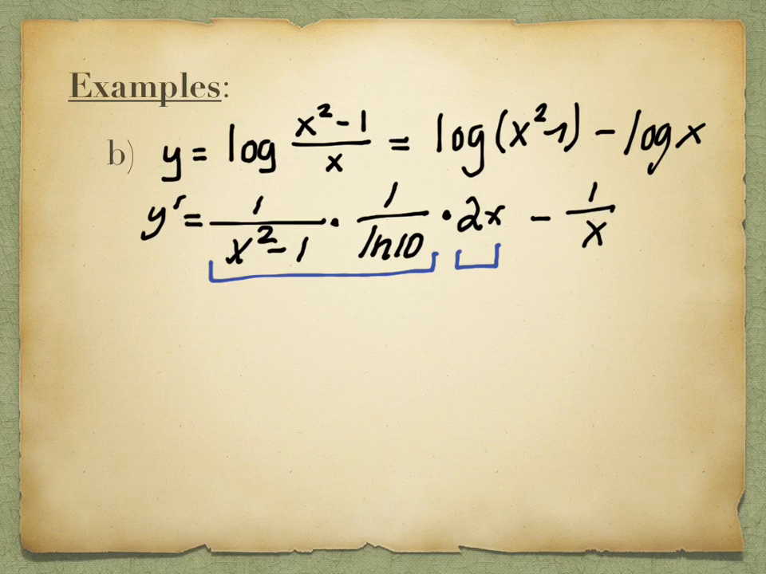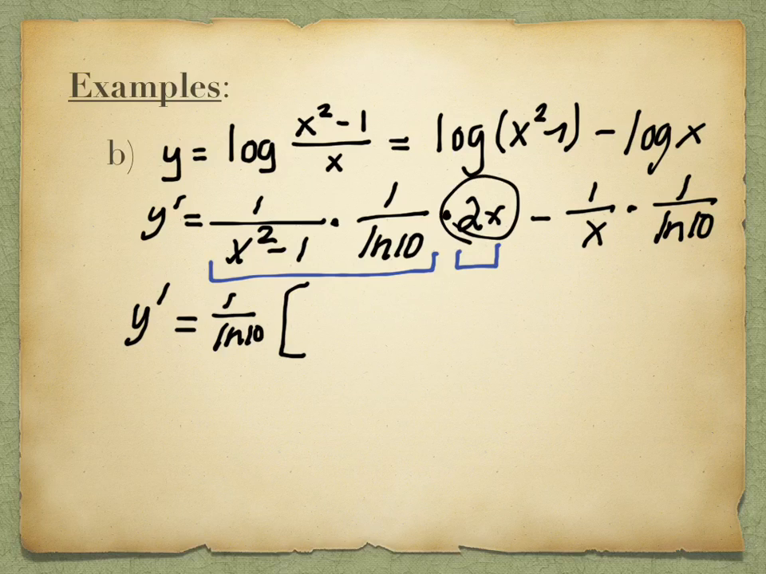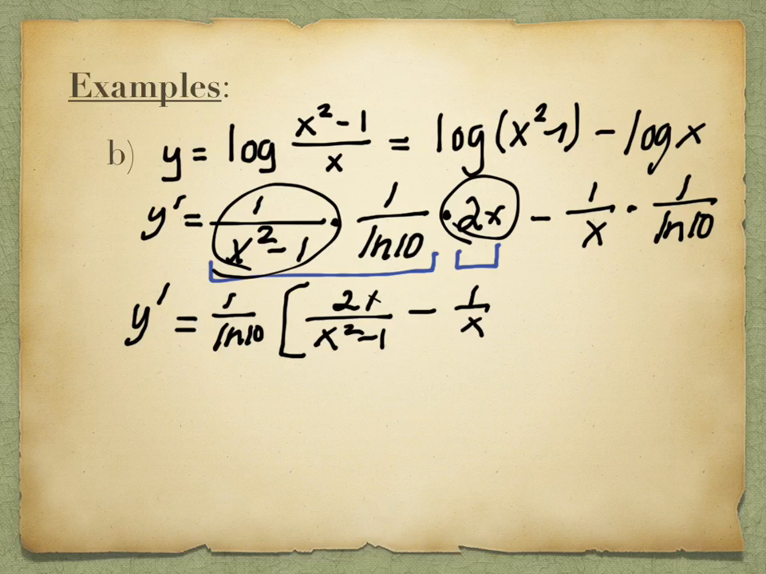1 over x, times 1 over the natural log of 10. So far, so good? All right, so I'm actually going to simplify this. The first thing I'm going to do is factor out that natural log 10 part, because it matches. So I'm going to write that at the front, the 1 over the natural log of 10. And then I can combine the 2x and the 1 over x squared minus 1. So that's 2x over x squared minus 1. And then I have minus 1 over x.